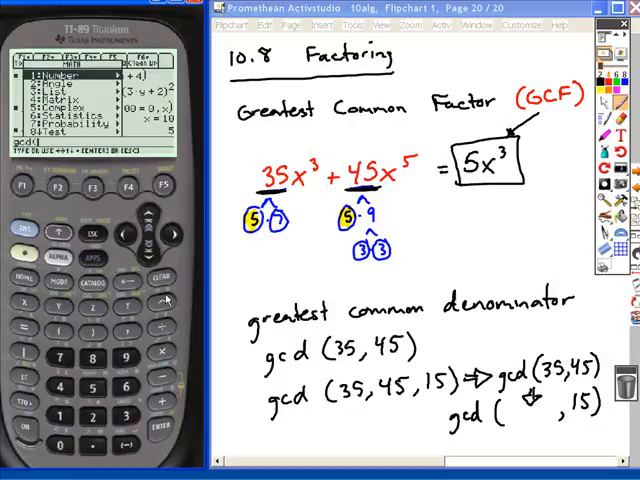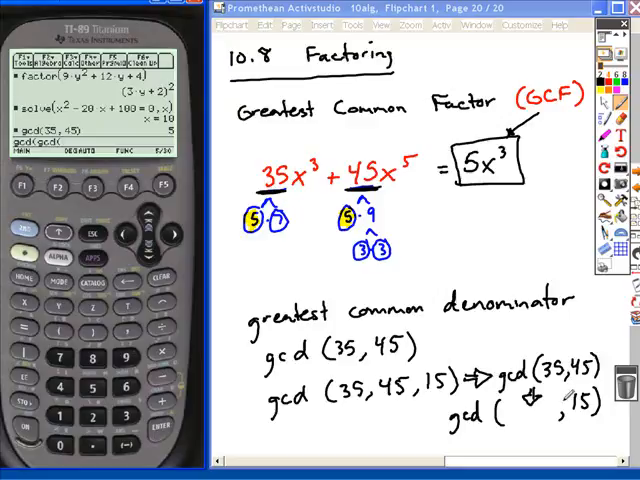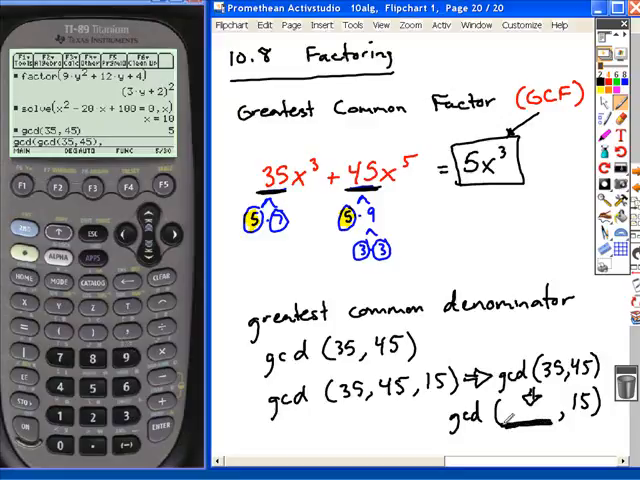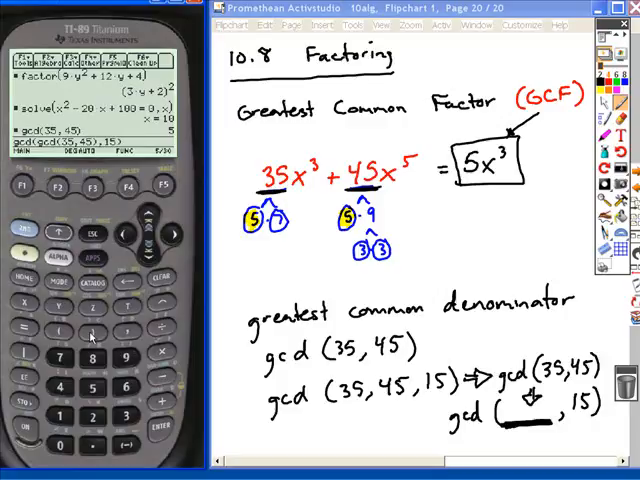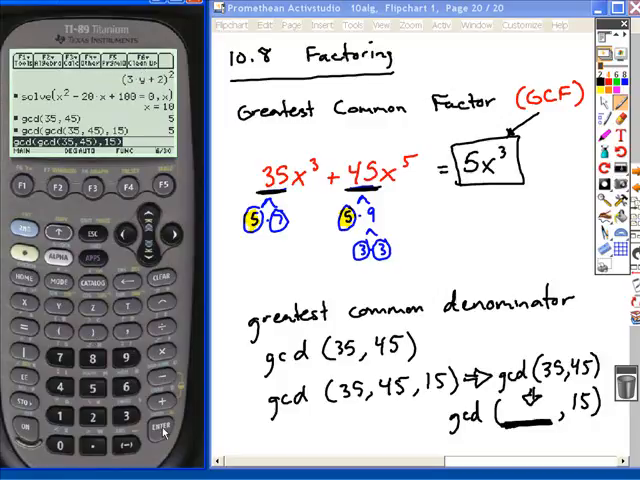Under math, number, letter C. Then you embed this first one, 35 and 45, close that off, separate with a comma, so that's this whole piece. Then I add the 15 to it and close that off. Now I'm still working with just the 2, but one is embedded in another. And it does tell you 5 is the greatest common factor that you can remove from all 3 of those terms.